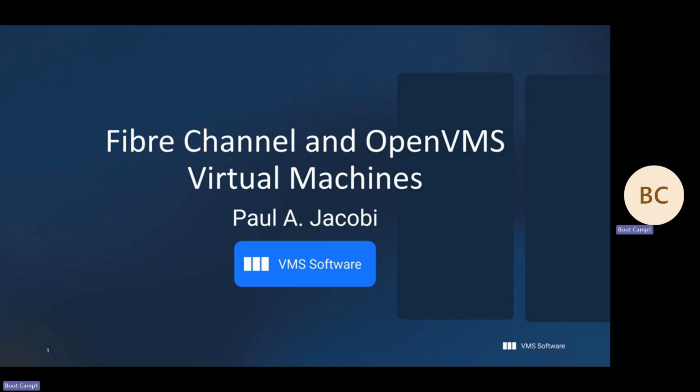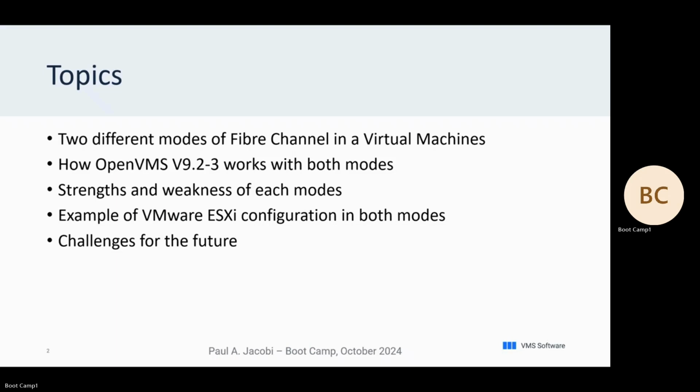So for today, I would like to share my experience with Fibre channel and OpenVMS virtual machines. The topics for my presentation include the two different modes of using Fibre channel in a virtual machine environment, and how OpenVMS 9.2-3 works in both modes. Both modes have their own strengths and weaknesses. I have some examples of configuring VMware ESXi in both modes. And after all that, we'll look at some challenges for the future.